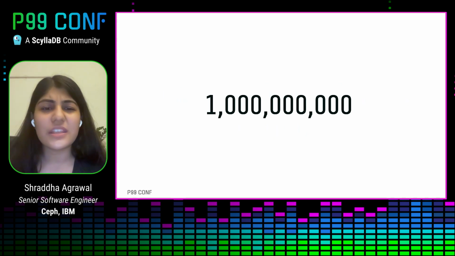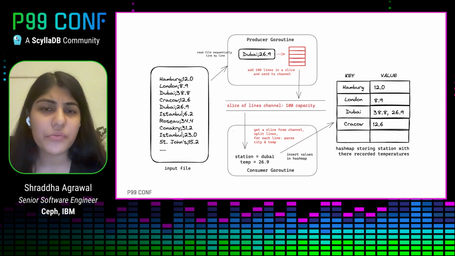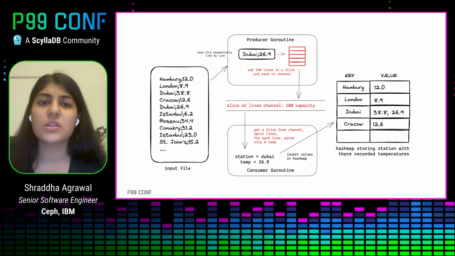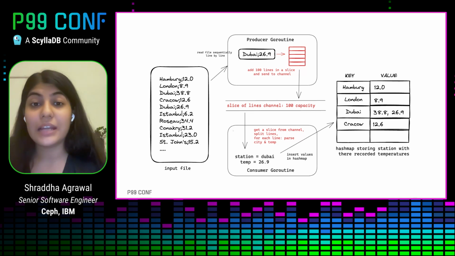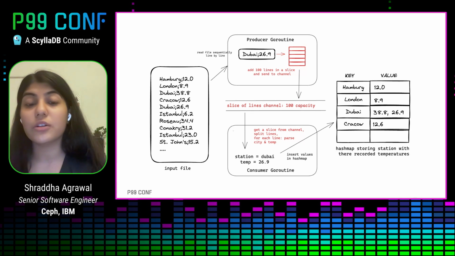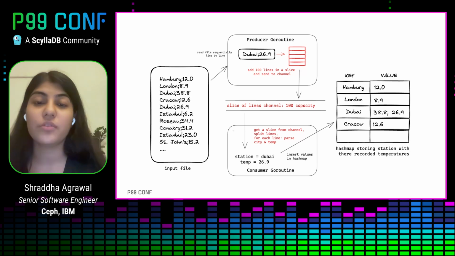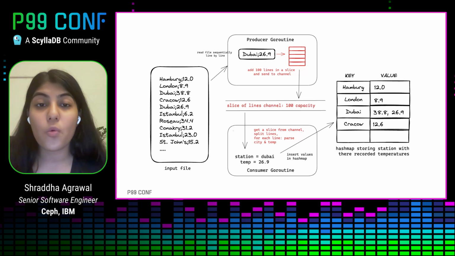So let's reduce this. There are many ways to do this. To start off with, what I decided was the lines that I'm reading sequentially from the file, I'll chunk them together in 100 lines in a slice and send that over the channel instead of sending independent lines. So we initially were sending 1 billion lines.